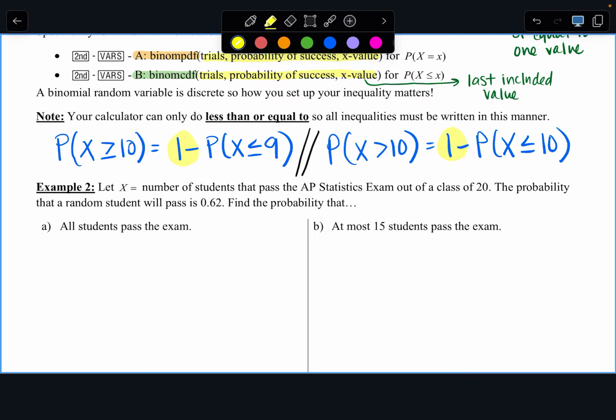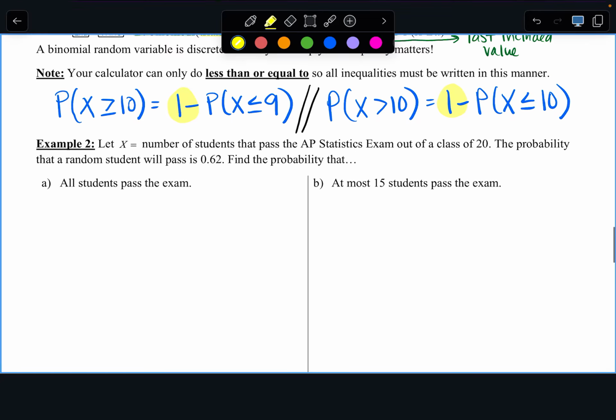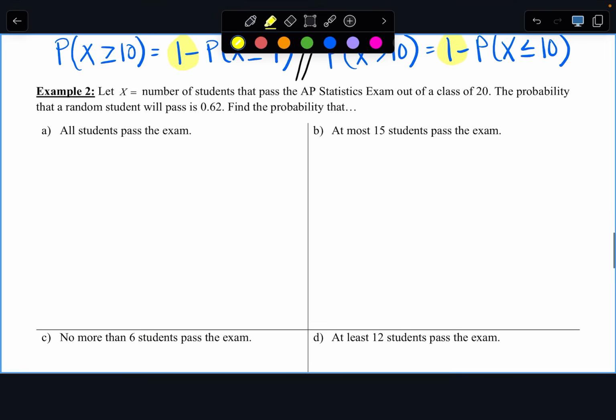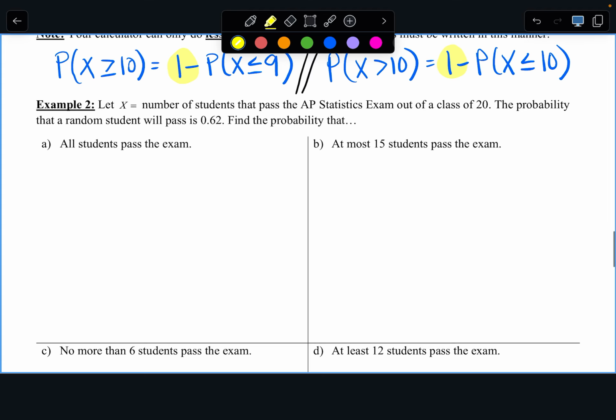So we're going to run through a couple of these. For examples 2 and 3, I picked specific questions because I wanted to match the wording on your MyMathLab, so that if you had questions, you could reference this and get help. We have, let X be the number of students that pass the AP Stats exam out of a class of 20. They told me I have a specific sample size. That is what makes this binomial. The probability that a random student will pass is 0.62.